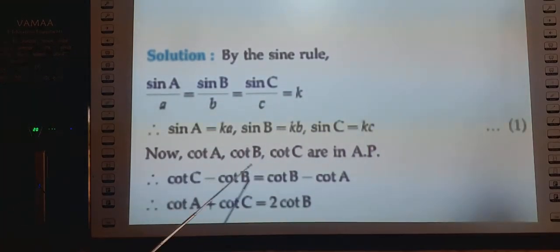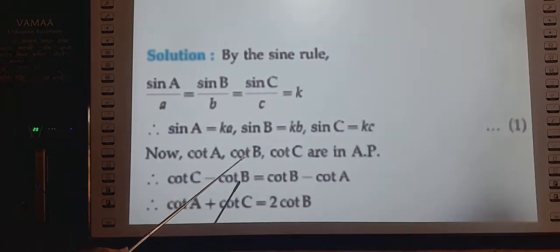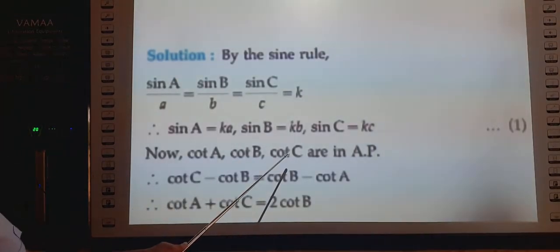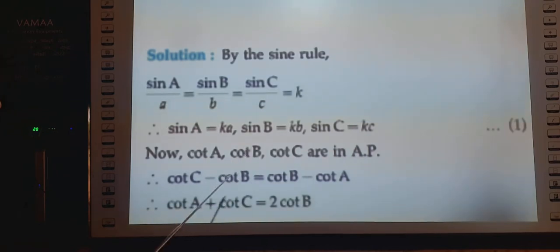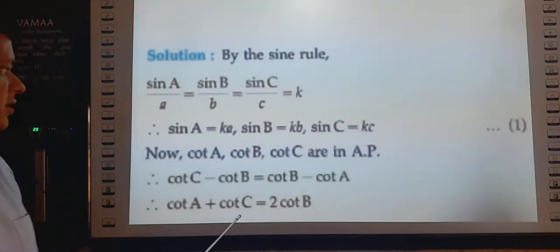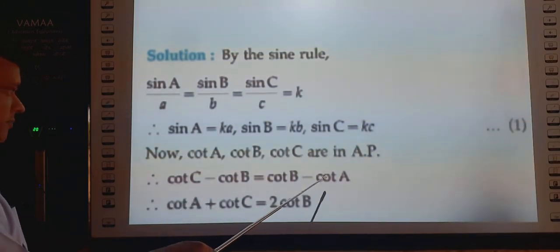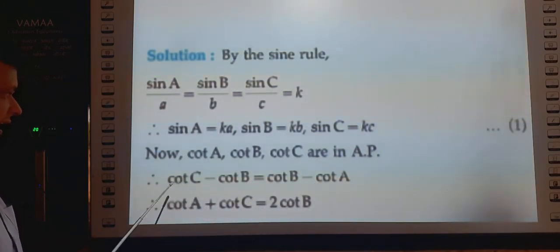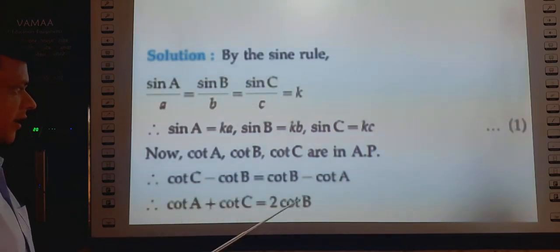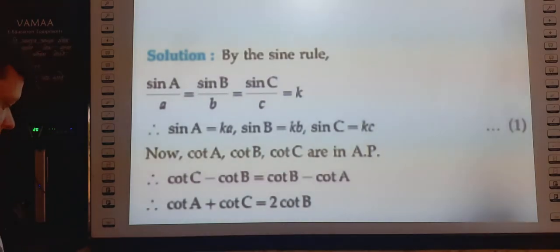Now cot A, cot B, cot C are in arithmetic progression, so their consecutive terms difference is constant. So we write cot C minus cot B equals cot B minus cot A, in arithmetic progression. So we equate them. Therefore, after transferring this minus cot A to the left hand side and this minus cot B to the right hand side, we get cot B plus cot B, that is twice cot B.